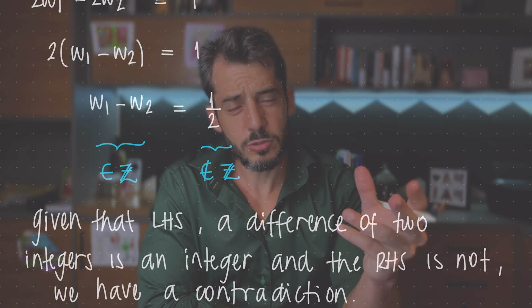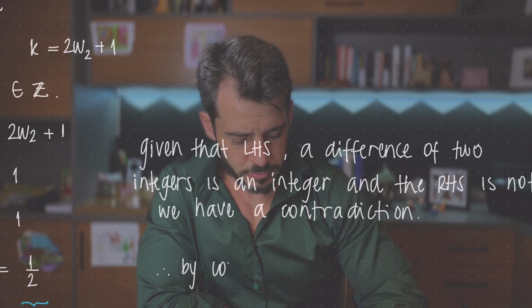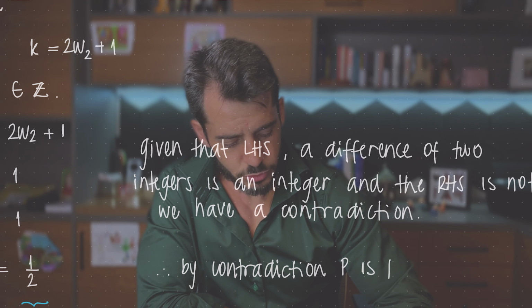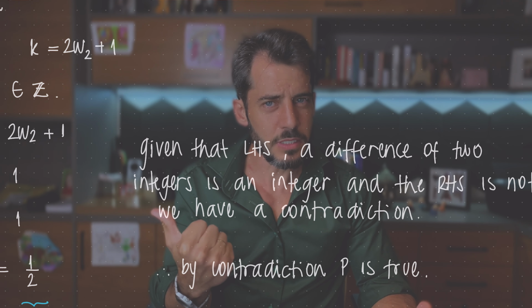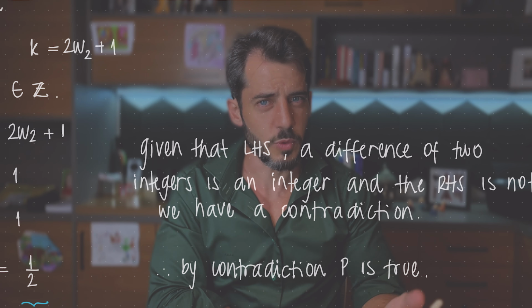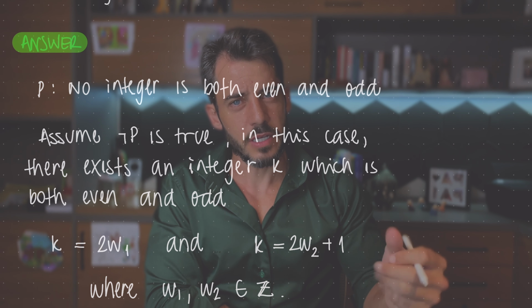And this is not the conclusion. The conclusion comes right now. Therefore, by contradiction, the proposition P is true. And we do not have to rewrite P if we stated what P is before, right? Which is exactly what we did. We know that P is: no integer is both even and odd.